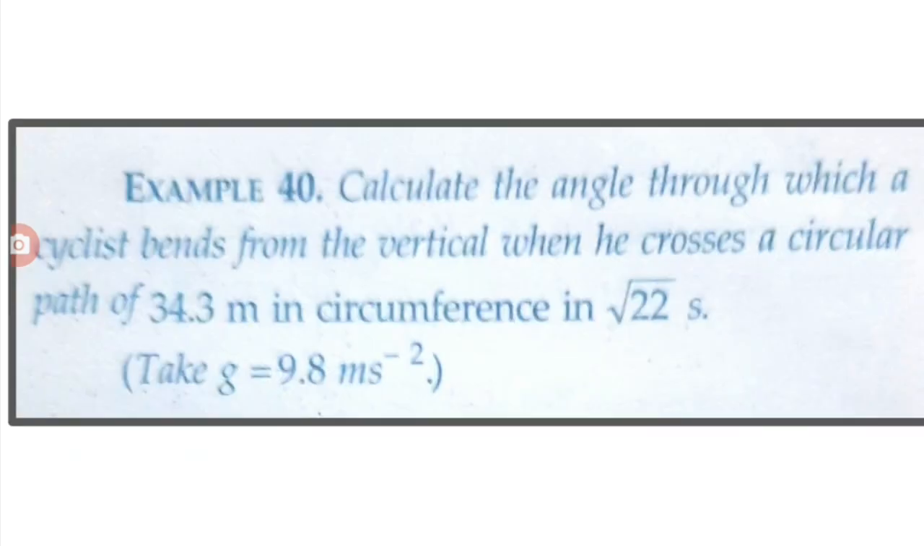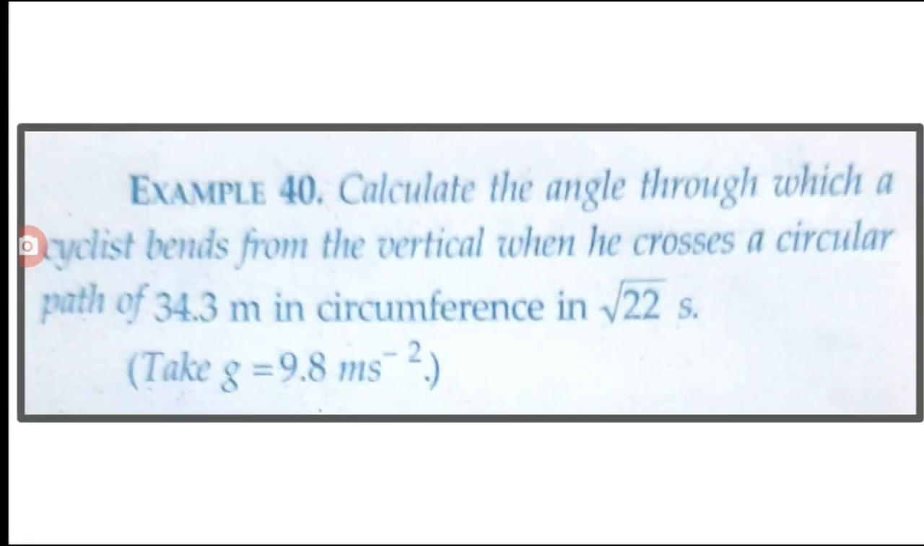Now coming to the next question. Calculate the angle through which a cyclist bends from the vertical when he crosses a circular path of 34.3 meter in circumference in root 22 seconds. Take g equal to 9.8 meter per second square.